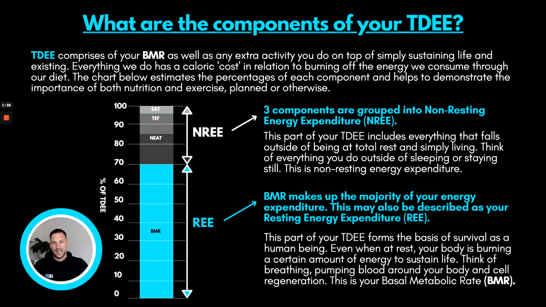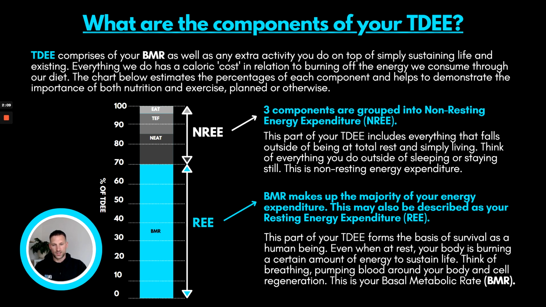So your TDEE comprises mostly of your BMR, as well as, on top of that, any extra activity that you do on top of simply sustaining your life and existing. So everything we do has a caloric cost in relation to burning off the energy we consume through our diet. And the chart here, the image below, estimates the percentages of each component, and it helps to demonstrate the importance of both nutrition and exercise, whether it's planned or otherwise.